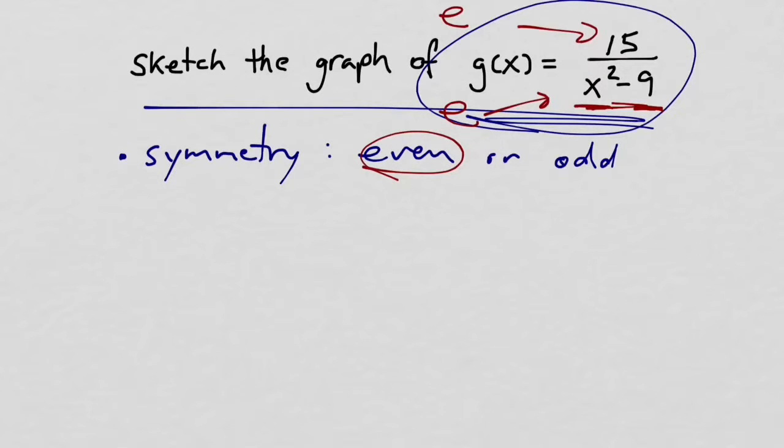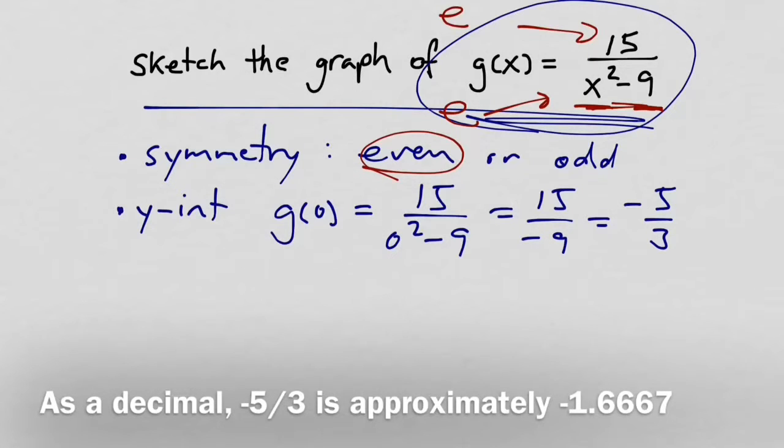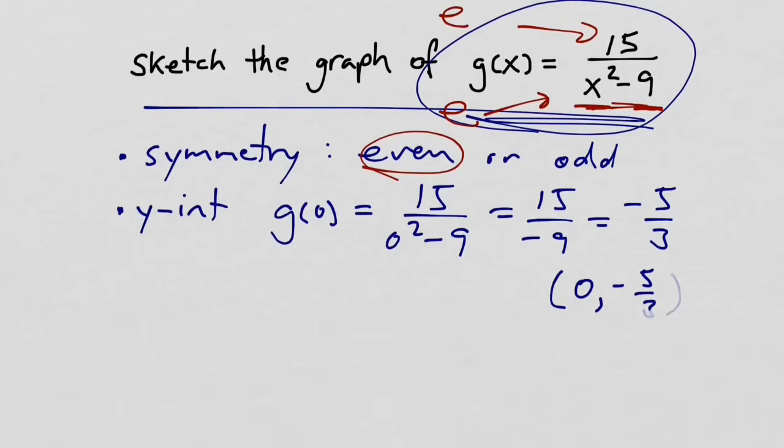So next up, let's think about the y-intercept. If we plug in 0 for x, we get 15 over 0 squared minus 9. So 15 over negative 9 is the same as negative 5/3. So that's our y-intercept, 0 comma negative 5/3.